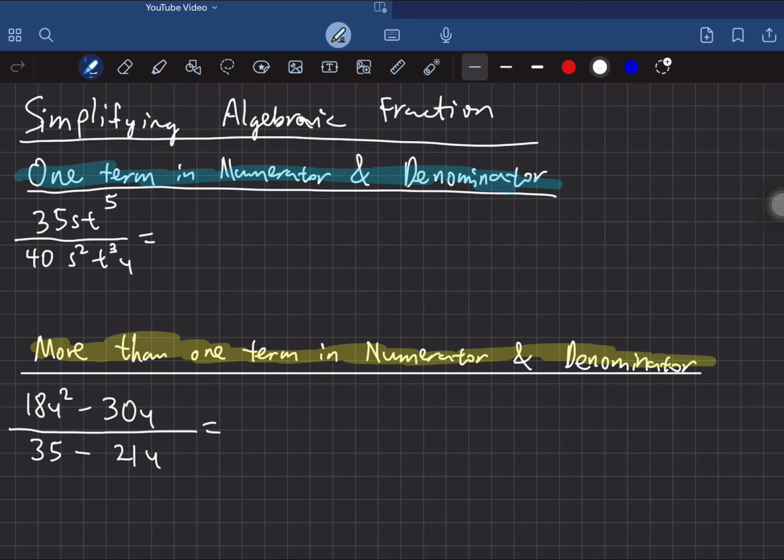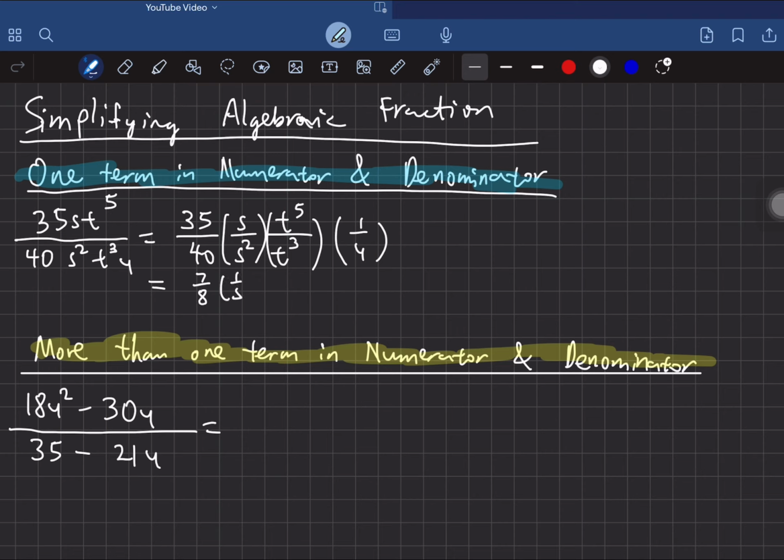So what we can do is we group all the numbers together, all the same alphabet together, and those that don't have a common one, we just rewrite. So with this 35 over 40, we divide by 5 on top and bottom, so it'll be 7 over 8. S and S square, I'll have 1 over S. T to the power of 5 over T to the power of 3, I have T square.